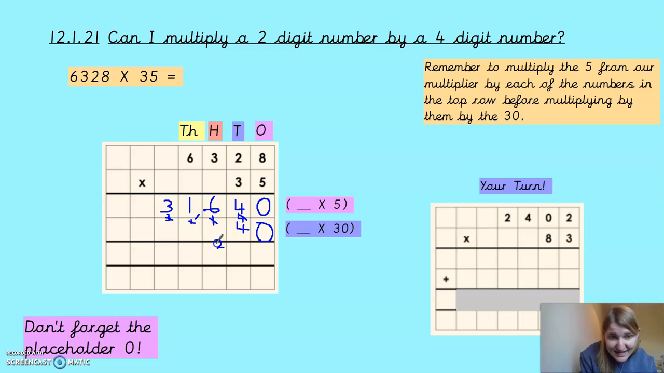3 times 2 is 6, plus the 2 is 8. I haven't got anything to carry over that time. 3 times 3 is 9. Again, no carryover. And then 3 times 6 is 18. So if I put my 8 here, carry the 1, and put that there. Oh, I got a bigger number.